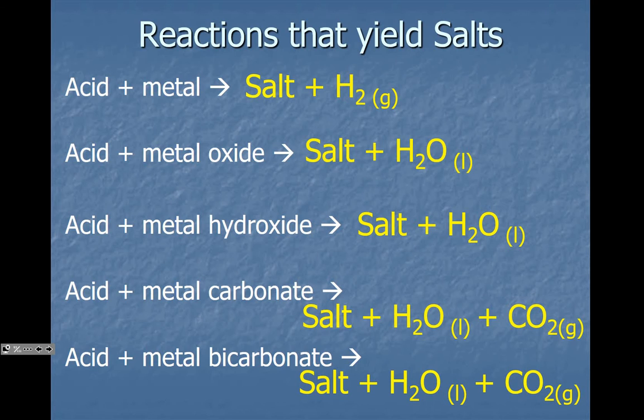So we need to be able to predict what's going to happen. We also need to be able to, given a salt, work backwards and tell what that metal, oxide, hydroxide, carbonate, or bicarbonate would be, and what the acid would be that we'd have to put together to make that salt. We're going to go into that a little bit more on the next slide. Are we okay to go forward?